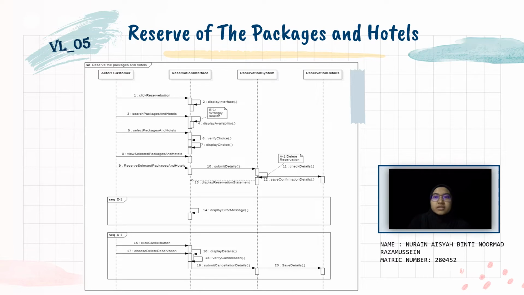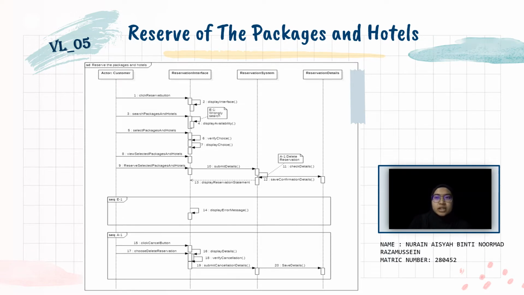After the customer does the reservation, the boundary will send to the control box, which is submit details, and the control will check the details that have been made. Here we have alternative one, which is delete reservation, if the customer wants to delete the reservation that they have submitted. Then after control, it will be sent to the entity, which is save confirmation details, and then it will display the reservation statement.